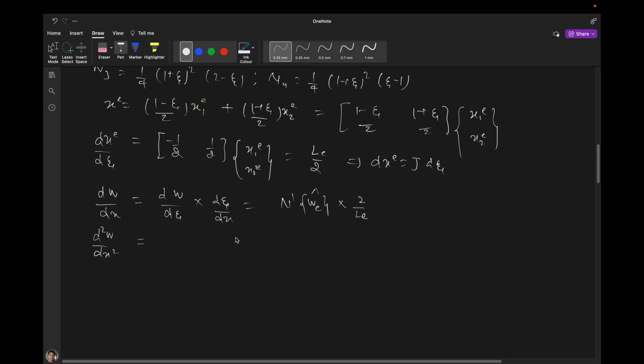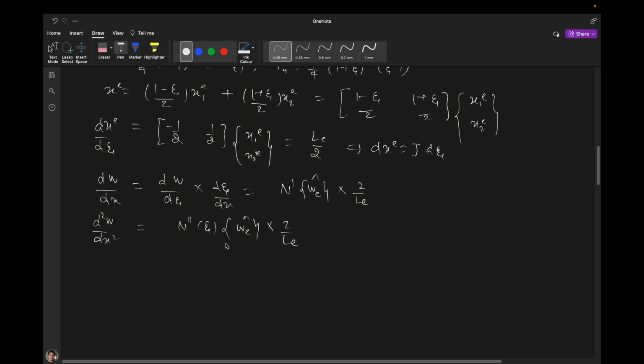So the second derivative is nothing but N double dash zeta, and it will be w e, and it will be 2 by l e. Since 2 by l e, again I have to write del w by del x. I will explain it again, then you will understand.